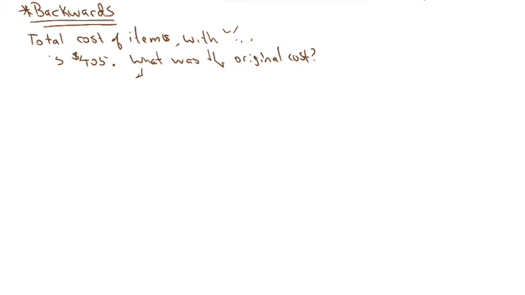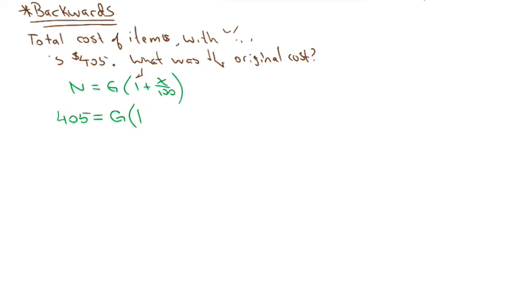Okay. So you set it up as new equals grandma times 1 plus x over 100. You know the new. The new is 405. Grandma? Don't know. That's what we're looking for. You want to find out what the sales tax is.